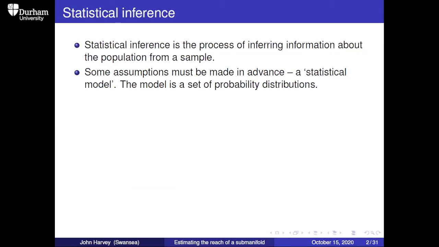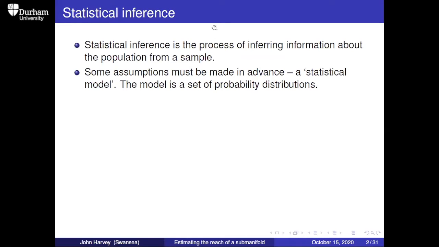It's the process of inferring information about the population from a sample. Maybe there's a true fact about the population, like what percentage of people intend to vote for Joe Biden, what percentage intend to vote for Donald Trump. You take a sample and then you attempt to draw some inference about the truth based on what you saw in your sample. And to do this, you need to make some assumptions. You can't just carry out the survey and then draw conclusions immediately from the survey. You need to make some kind of assumption about what's happening underneath. And we call this a statistical model.